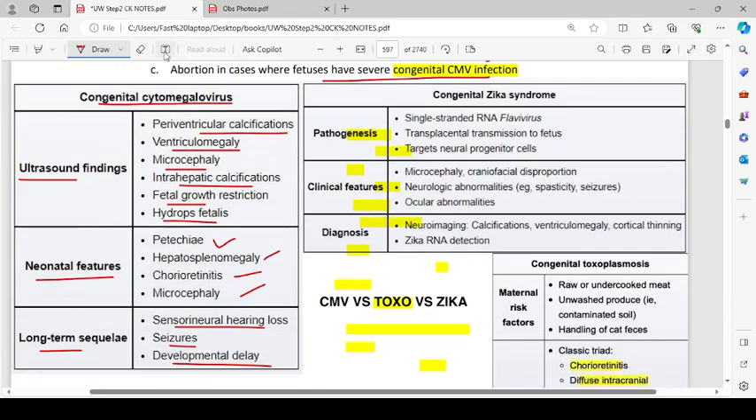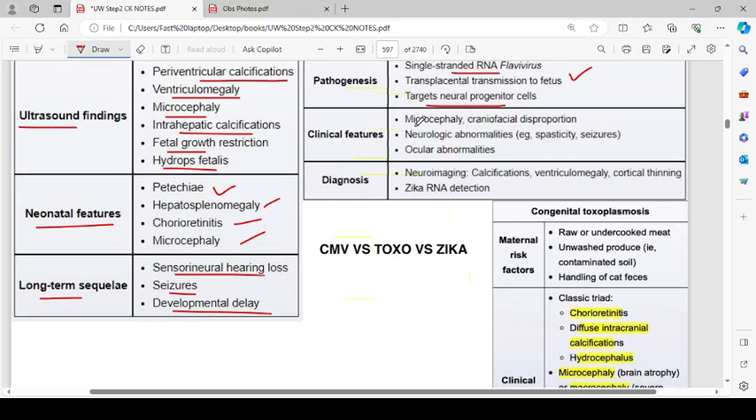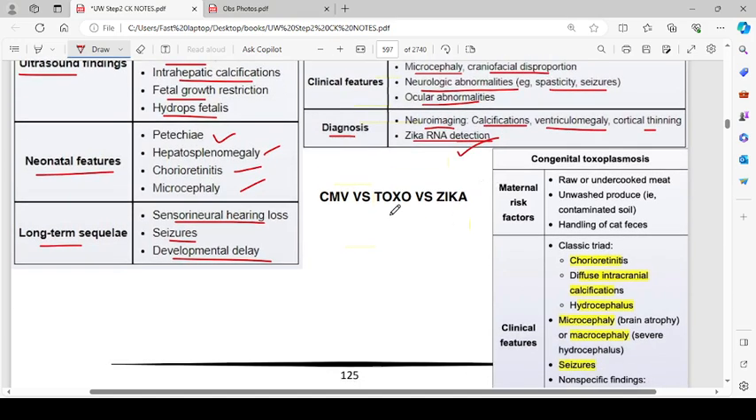Then we have these things over here. That is congenital Zika virus infection. I think we have talked about that before. It is a single-stranded RNA flavivirus, with transplacental transmission to the fetus, and it targets the neural progenitor cells. The clinical features are microcephaly, craniofacial disproportion, neurological abnormalities, for example, spasticity, seizures, and ocular abnormalities. The diagnosis is neuroimaging, calcifications, ventriculomegaly, cortical thinning, and Zika virus RNA detection.